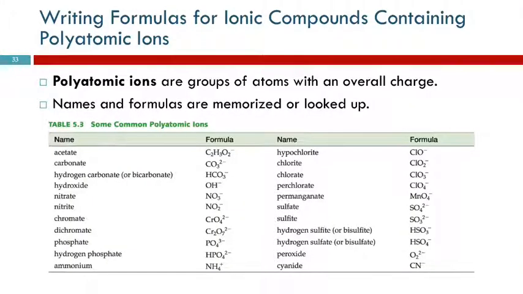Okay, I mentioned polyatomic ions. We talked about that briefly with the parentheses. Poly is a prefix that means many atoms. So these are ions that are groups of atoms. They're stuck together, super glued together, if you will, and they have an overall charge together.